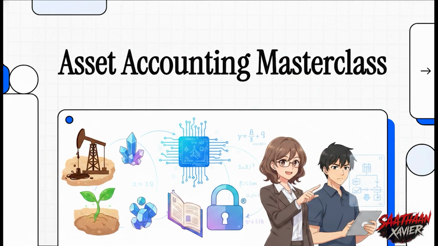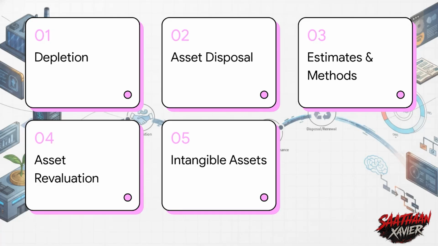If you've ever felt totally tripped up by mid-year asset sales or sudden changes in depreciation methods, you are absolutely in the right place. Because mastering these rules isn't just about passing a test, it's about understanding the true financial health of any massive business. Okay, so here's our asset lifecycle breakdown for today. We'll be covering the depletion of natural resources, asset disposal and sale, changing estimates and methods, asset revaluation rules, and we'll wrap up with intangible assets and amortization.